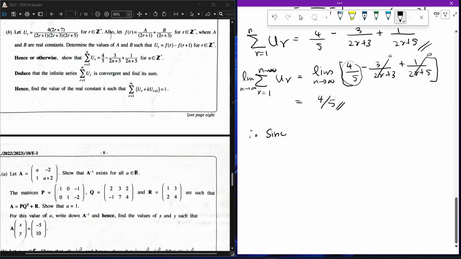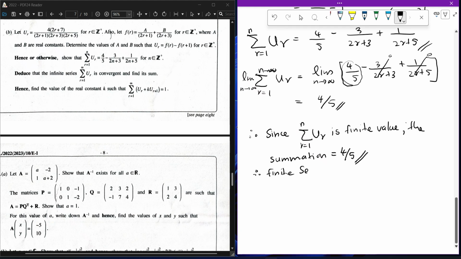Since sigma n r equals to 1, ur is a finite value, the answer, the summation, equals to 4 over 5. So hence it is a finite series.